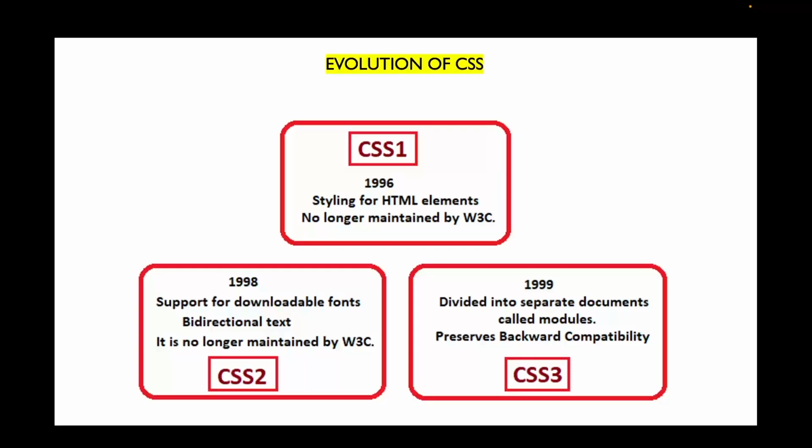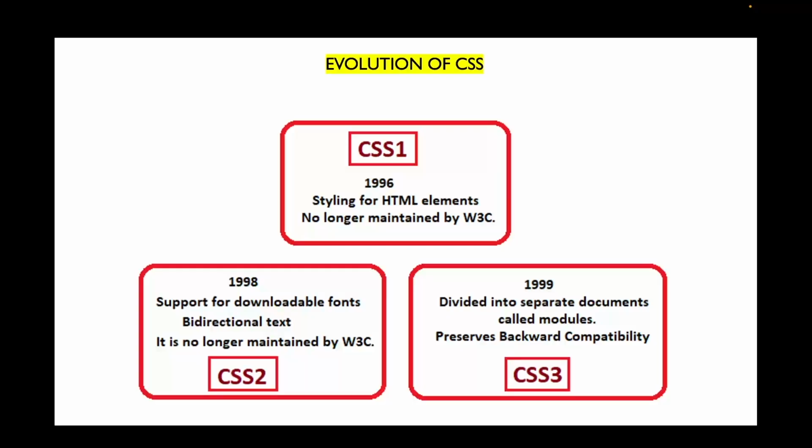Next, CSS 2 was introduced in 1998. It added support for downloadable fonts and bidirectional text. And it also improved layout control as well as positioning. Later, CSS 2.1 refined and corrected many issues. But still, it is no longer actively maintained by W3C.